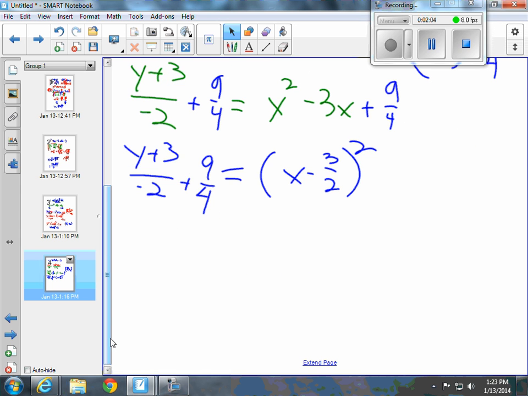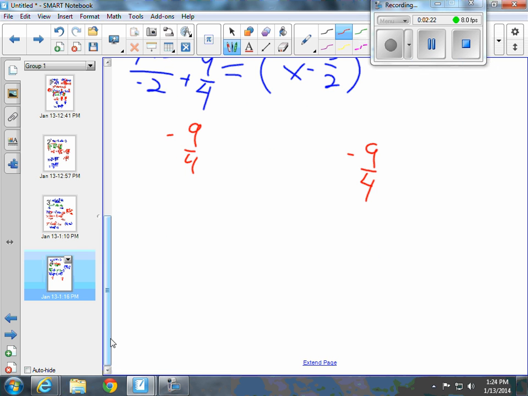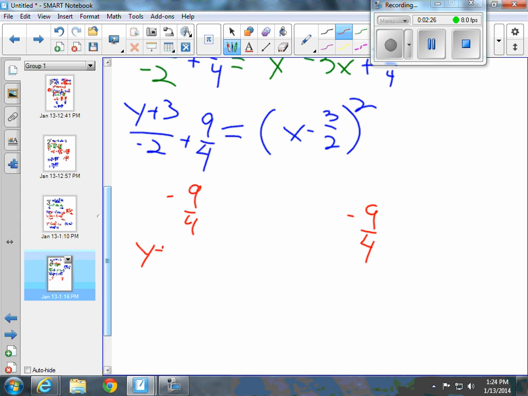So now I'm going to start unuglifying the left-hand side. The left-hand side is very ugly. I'm going to start making it unugly. The way I'm going to do that is first I'm going to subtract 9/4. So now I have y plus 3 over negative 2 is equal to x minus 3/2 squared minus 9/4. Starting to look better. But my left-hand side is still a little bit ugly.